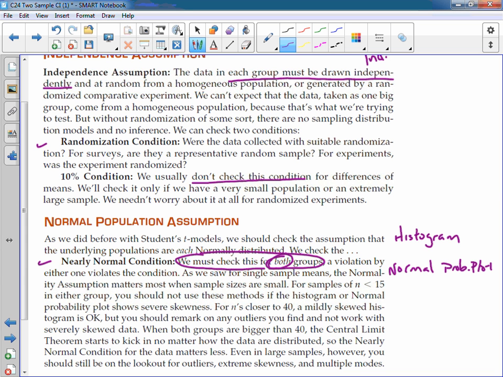Also be careful about saying the sample size is large enough. We generally can only get away with that if the sample size is in the 40s or the 50s. So don't just say, the sample size is large enough. Not good enough. Okay? So we've checked our conditions.